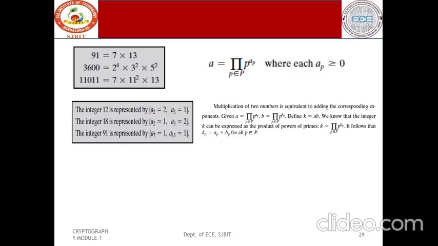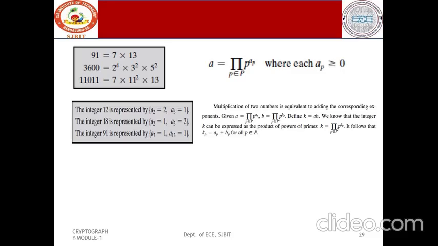The value of any given positive integer can be specified by simply listing all the non-zero exponents in the foregoing formulation. So the integer 12 is represented by a2 is equal to 2 and a3 is equal to 1. The integer 18 is represented by a2 is equal to 1, a3 is equal to 2. Integer 91 is represented by a7 is equal to 1, a13 is equal to 1. Multiplication of two numbers is equivalent to adding the corresponding exponents.